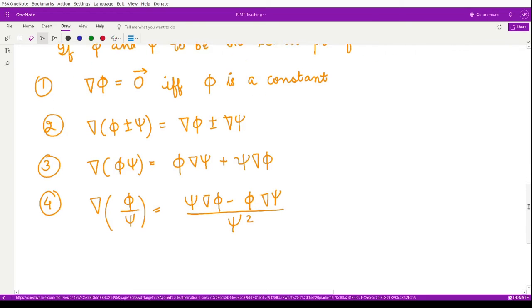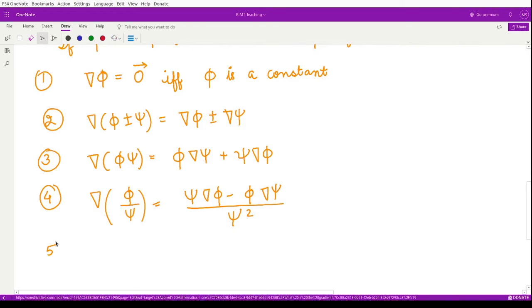Now these are very easy to prove properties, and the last property we have is multiplication by some scalar constant, right? So the function phi is multiplied by c, and then the gradient is calculated. This is equal to calculating the gradient first and then multiplying by c, where we have a condition on c, that c is any constant, right? So these are some of the properties for gradient.